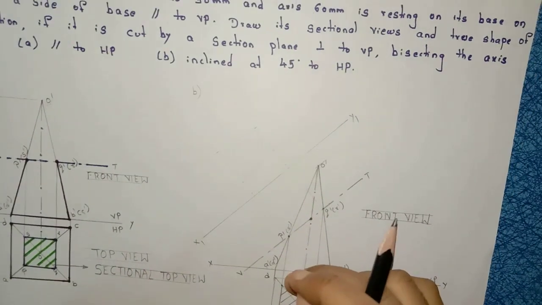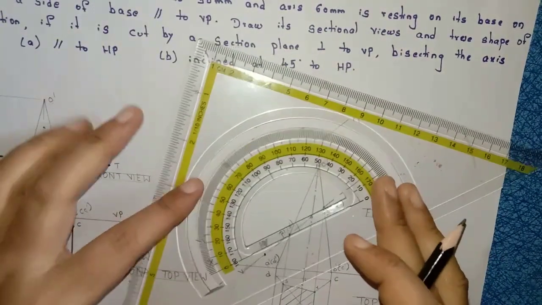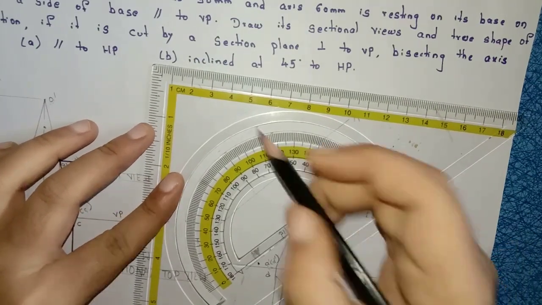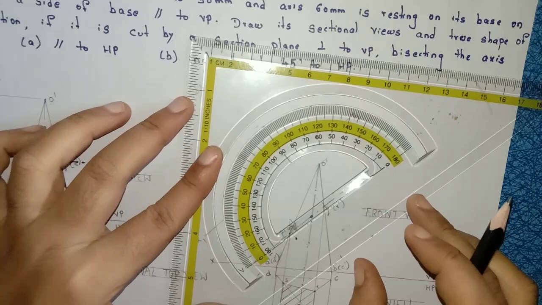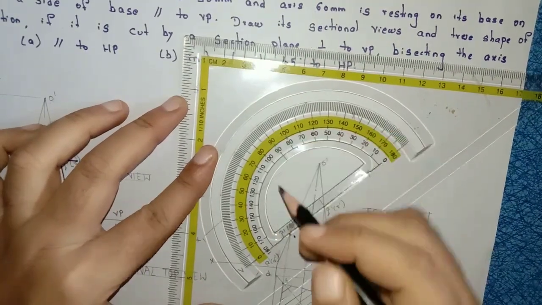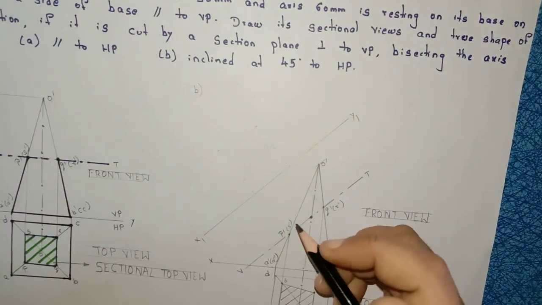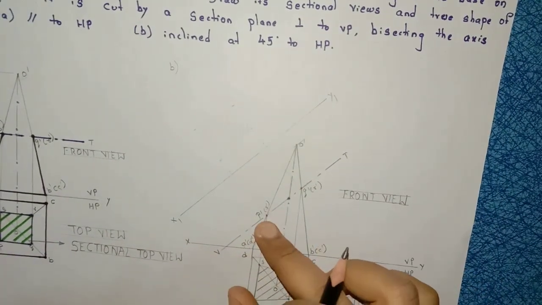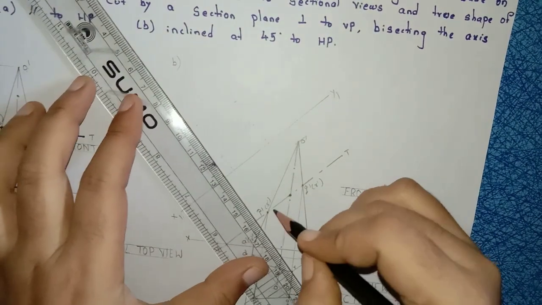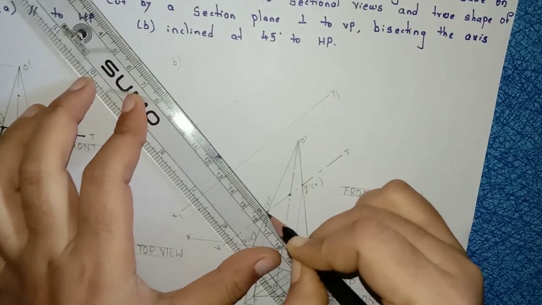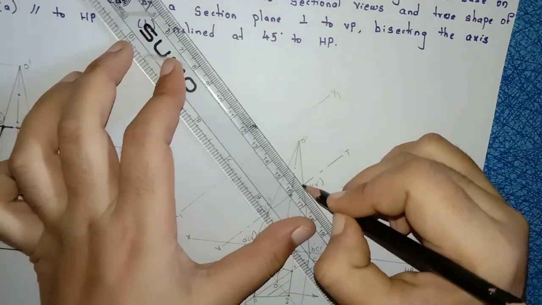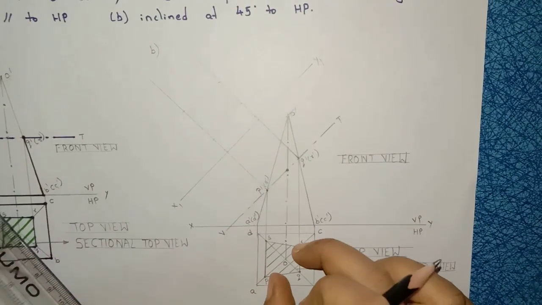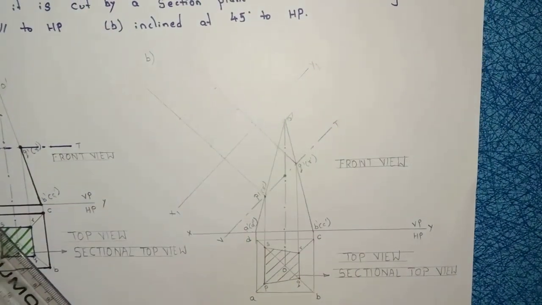Now place your protractor on this sectional plane. From P dash mark 90 degrees. From Q dash mark 90 degrees. After marking 90 degrees, just project the line of any length here. Right? So we are going to construct the true shape of this one here.